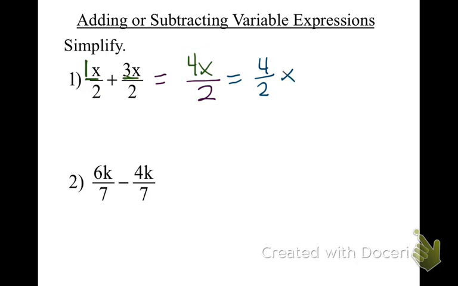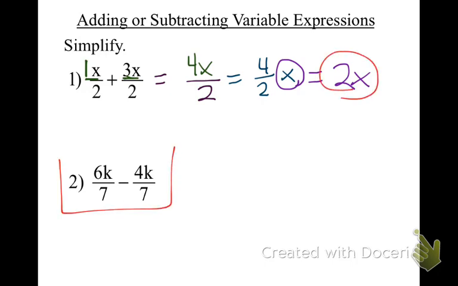But this looks a little nicer because once the x is gone, what do you think we can do? If you take a look, I have 4 over 2. Can I simplify that? Yes, I can. What is 4 divided by 2? It's 2. What do I have left over? My x, 2x. So my answer becomes 2x.